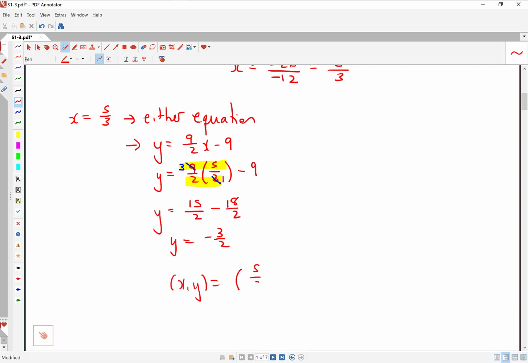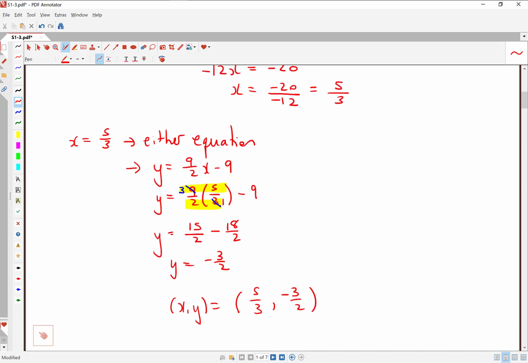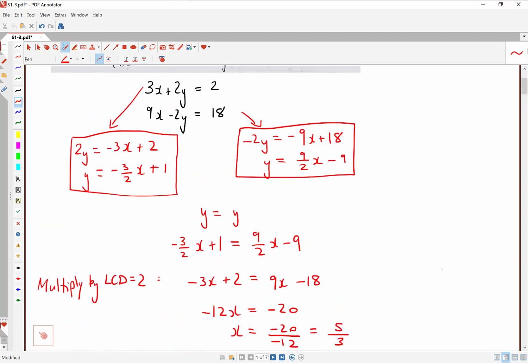Said x is 5/3 and y is -3/2. So I purposely chose an example that has algebra that's kind of tricky, just to make sure that we're prepared for the worst case scenario. The algebra doesn't get any worse than that. So let's look back at the problem and make sure that we understood what we did.